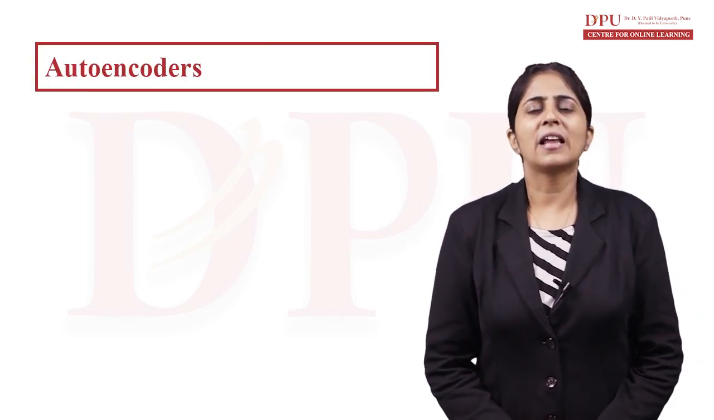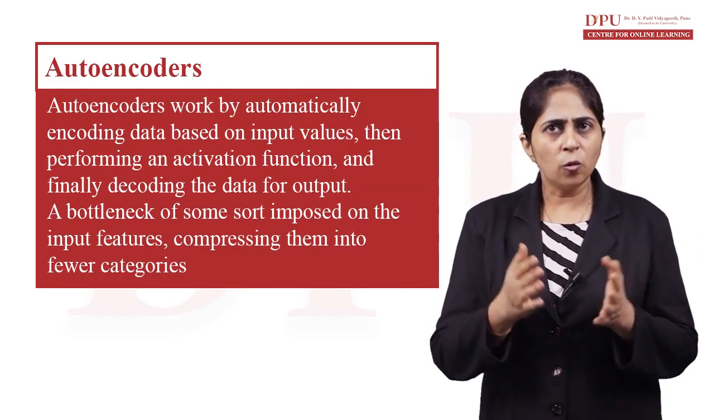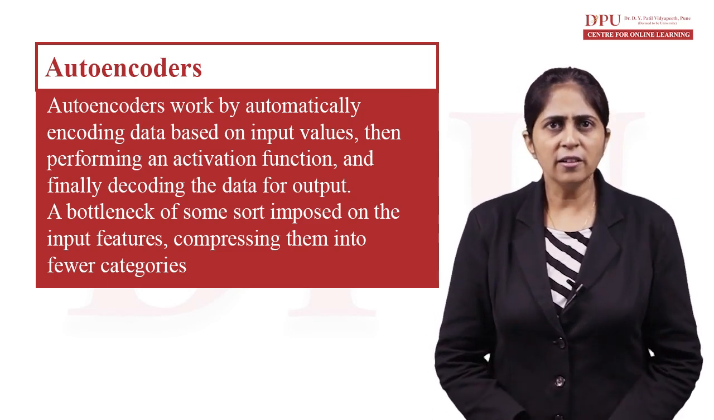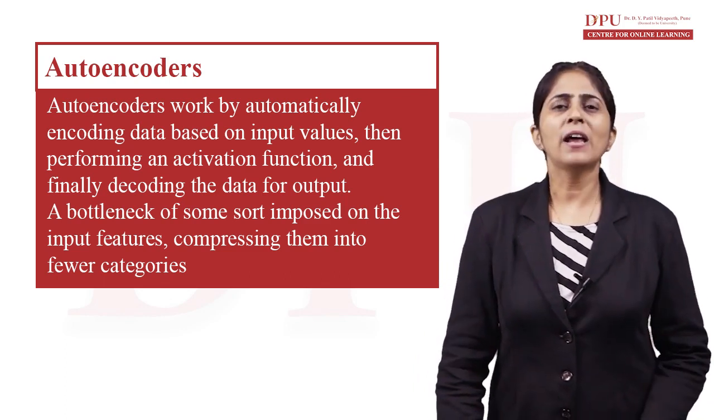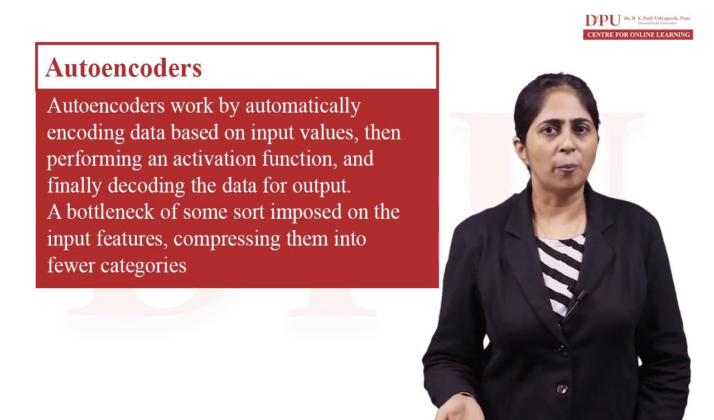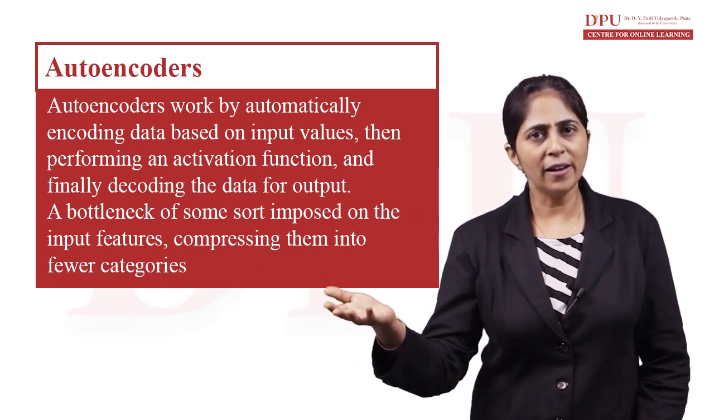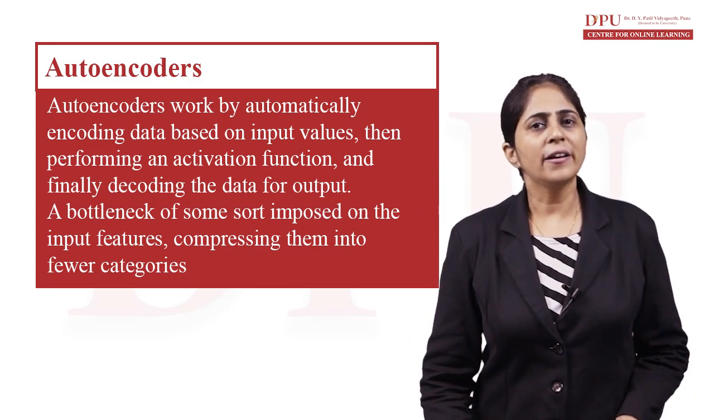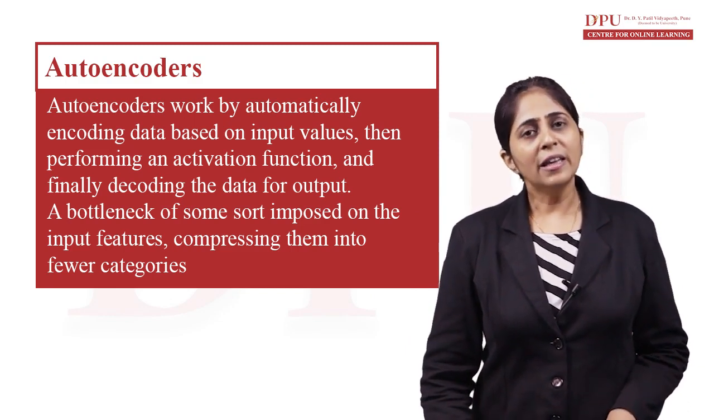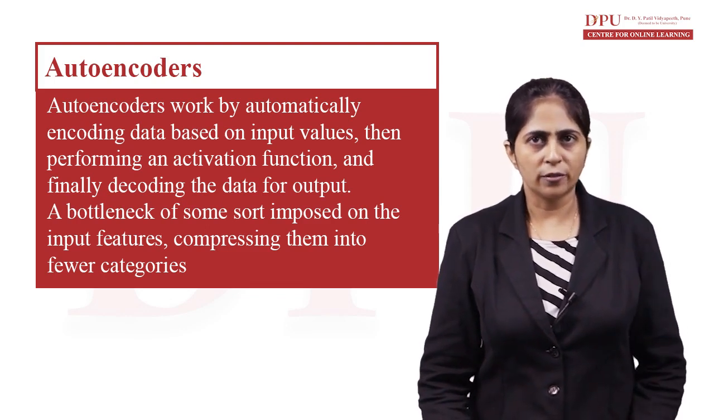Talking about the sixth one, that is the autoencoder. Autoencoders work by automatically encoding data based on the input values, then performing the activation function, and finally decoding the output. What is the purpose of encoding? To take some input and convert it into some other form. That is what encoding is. And once this encoding is done, at the output end it should again be decoded. So they work by automatically encoding data based on the input values, then they perform an activation function and finally decode the data for the output.